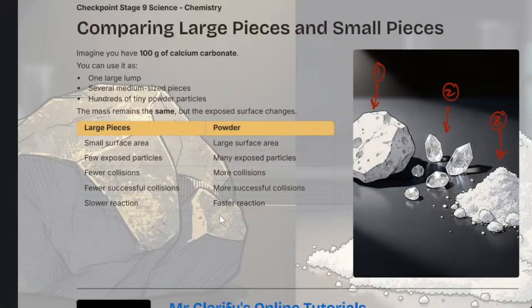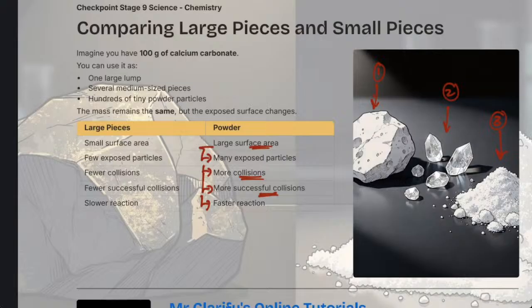Exactly. And if there are many more exposed particles, you will have more collisions, which means you will then have more successful collisions. You are now using the collision theory to explain. When you have a larger surface area, you have more exposed particles, more collisions, which will result in more successful collisions. And this will make you have a faster reaction. So the rate will go up because you have a lot of successful collisions. Successful collisions are collisions that result in a reaction. Things can collide and not react. That's not good. We love it when they collide and react. That's what we call a successful collision.